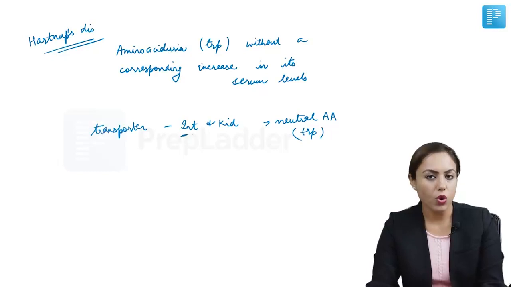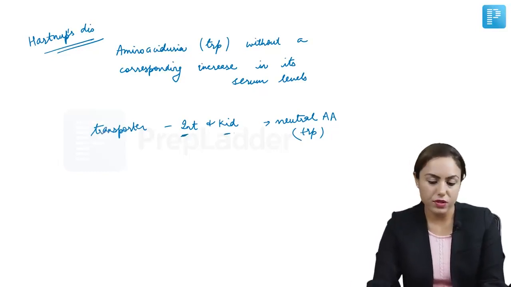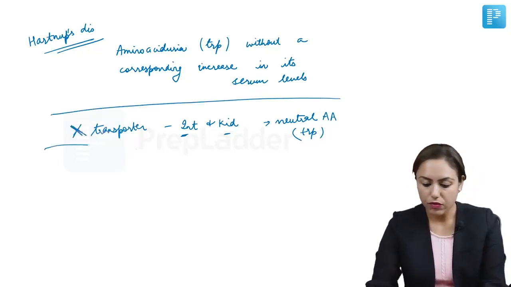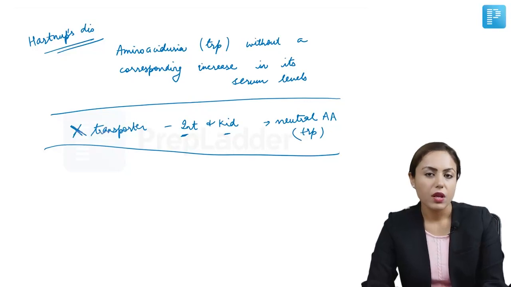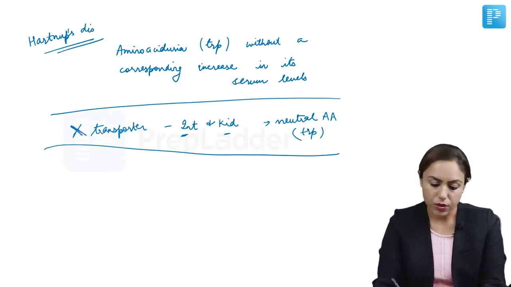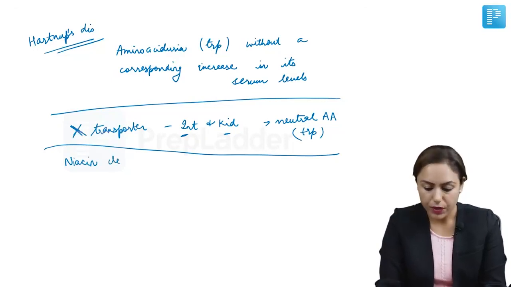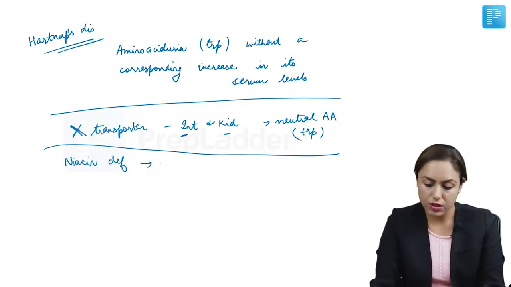In the intestine, it absorbs these amino acids. In the kidneys, it reabsorbs these amino acids. So this transporter is defective, and tryptophan will be released in urine. When tryptophan is lost in urine, niacin is not getting synthesized in the body. There will be niacin deficiency leading to pellagra.